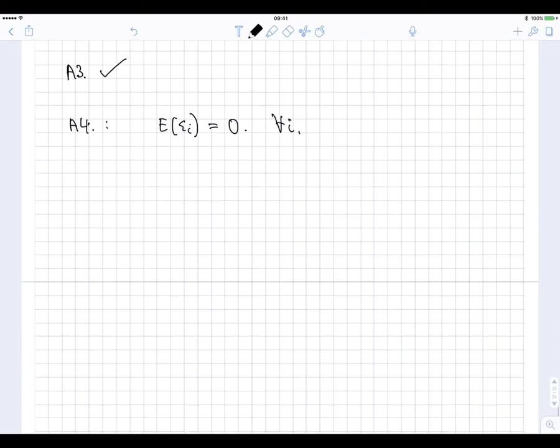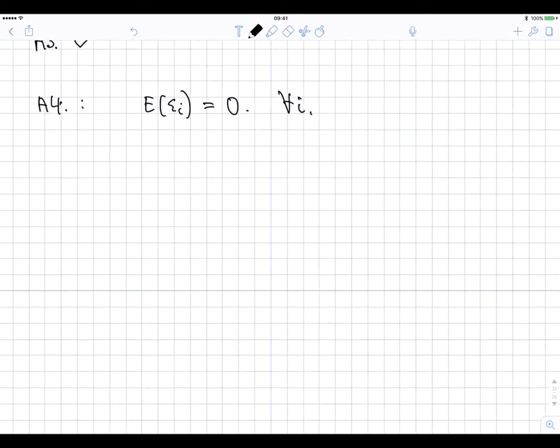So assumption 4 is telling you that if you have a sample of n observations and you have n epsilons, the expectation of the first epsilon is equal to 0, the expectation of the second epsilon is equal to 0. The expectation of every single individual epsilon is equal to 0. How can we violate this assumption 4?